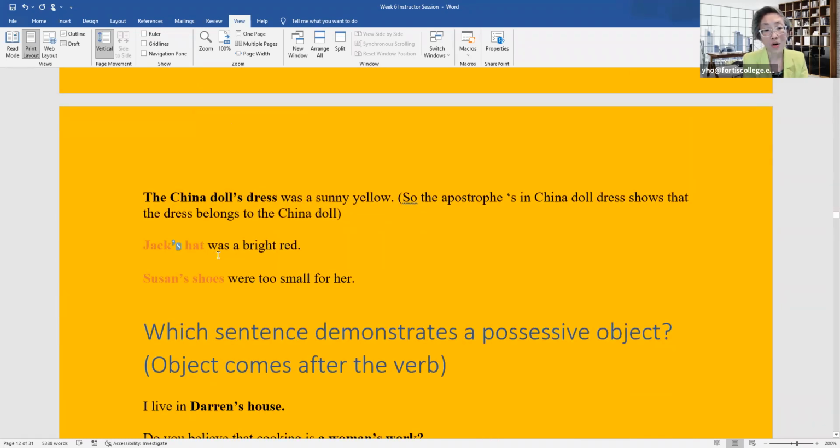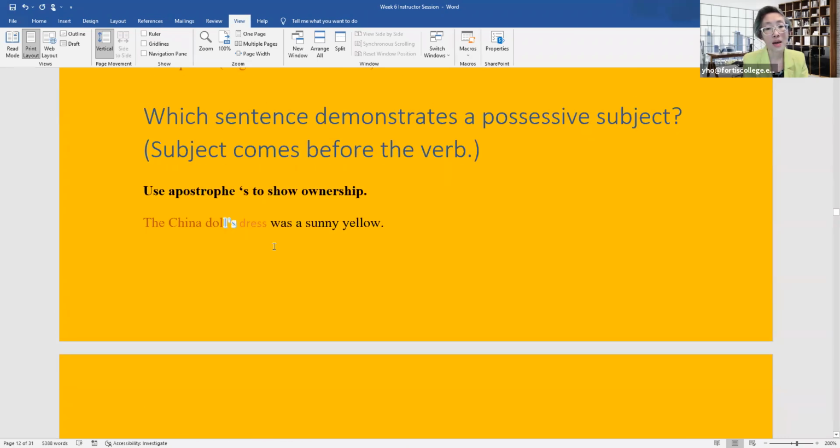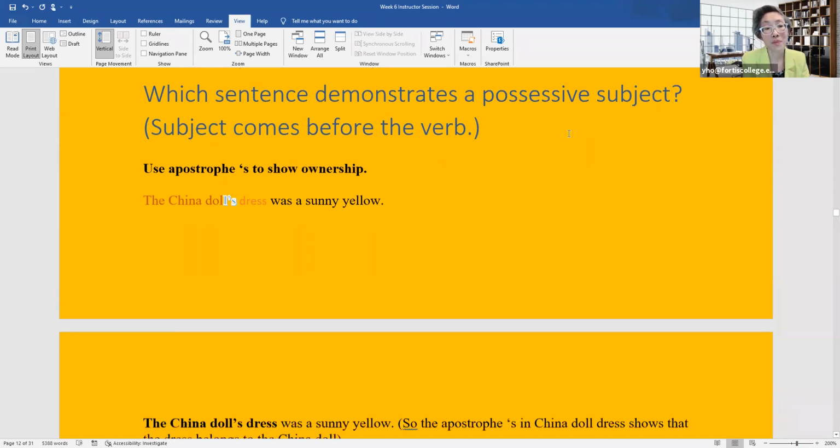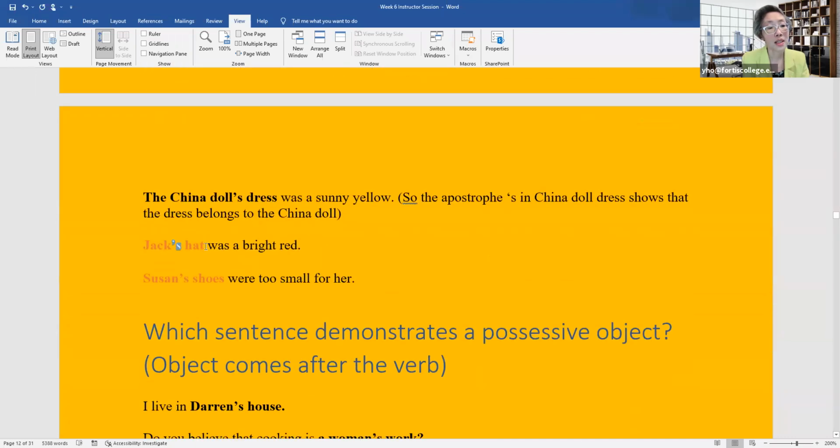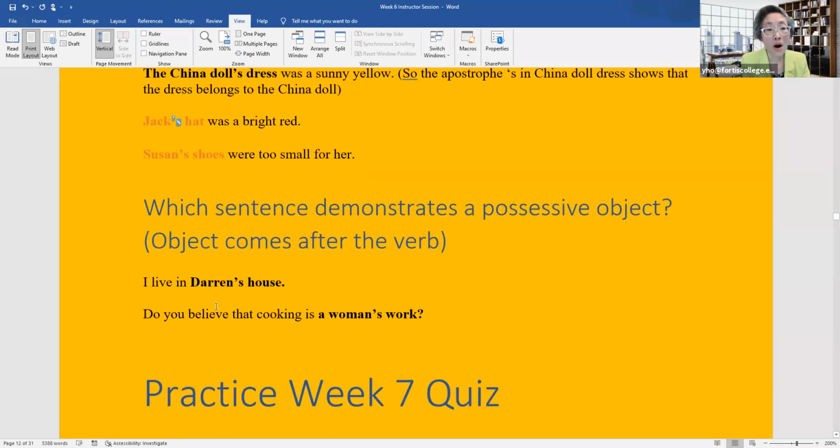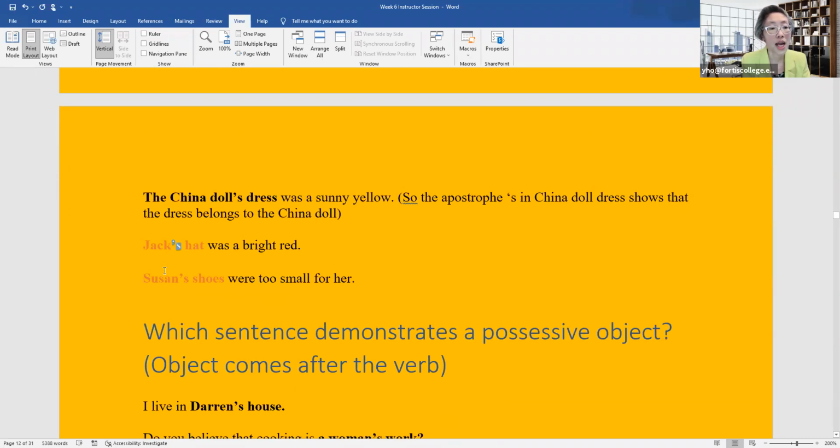Jack's hat was a bright red. So these are known as possessive pronouns. Yes, it is a possessive pronoun, but it is a possessive subject because it's in the subject part of the sentence. Remember that subject pronouns all come before the verb, while object pronouns come after the verb. So, Jack's hat was a bright red.